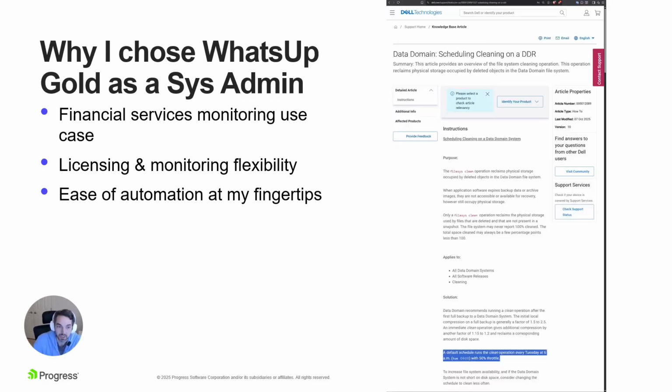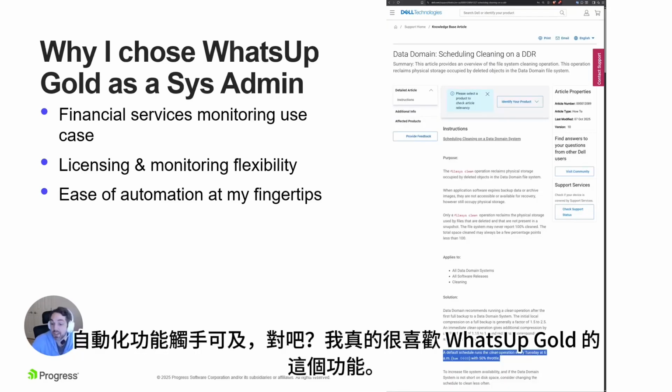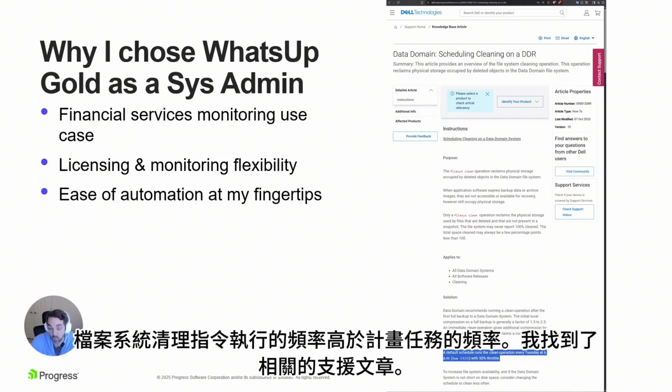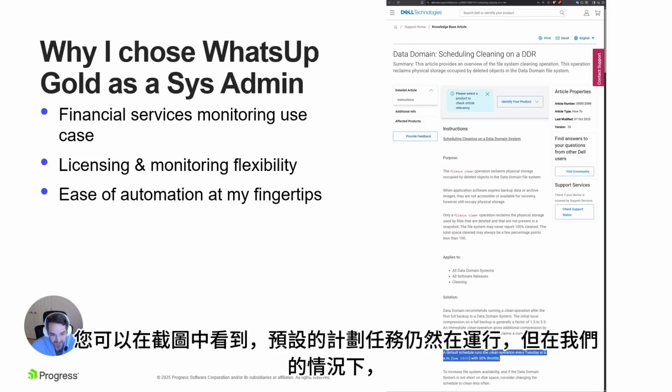But also, there's automation right at the fingertips, right? And I really enjoyed this aspect of WhatsUp Gold. A specific use case was we had a Data Domain system that was undersized, and we needed to run the filesys clean command more often than the schedule has. I went out and found the support article you see in the screenshot there.